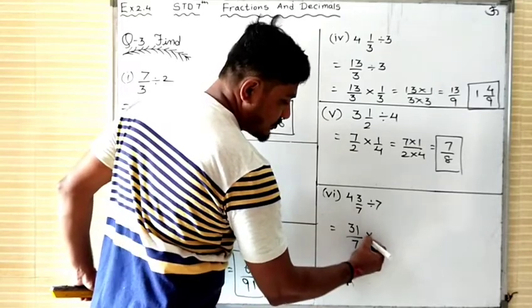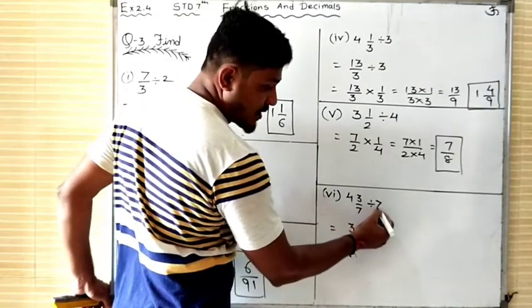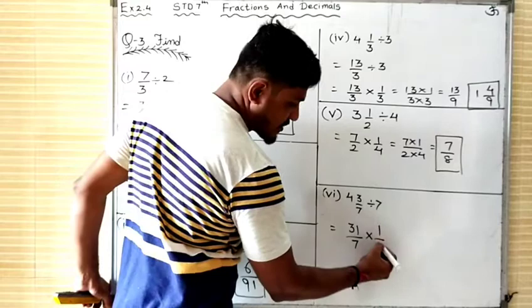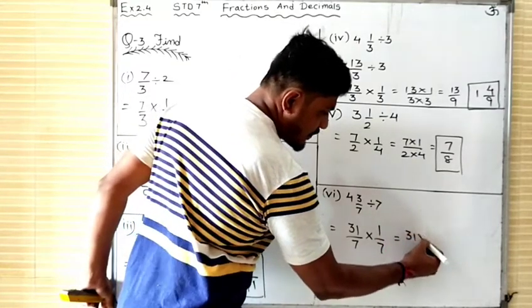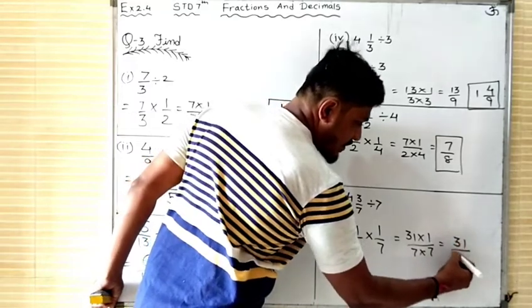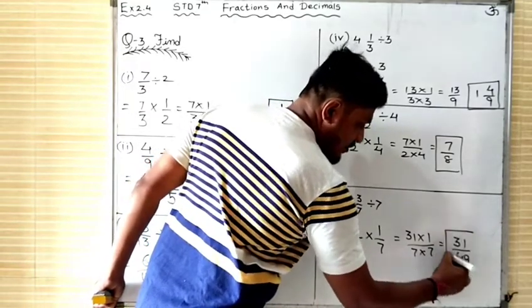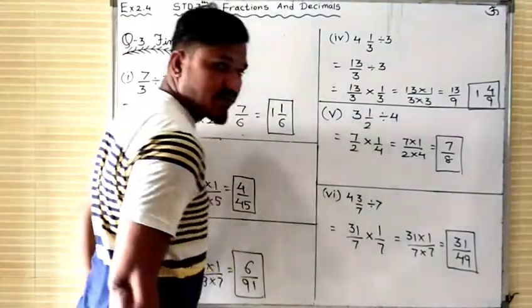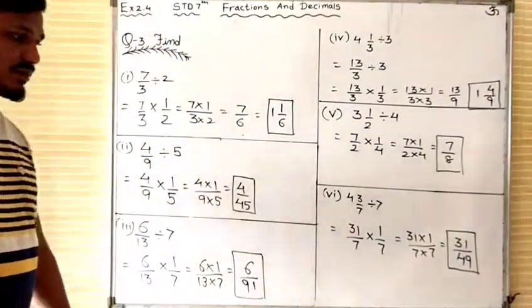Now convert this division to multiple. While converting, 7 will become 1 upon 7. So 31 ones are and 7 sevens are. So 31 ones are 31, 7 sevens are 49. Not possible to convert into mixed fraction because it is a proper fraction.